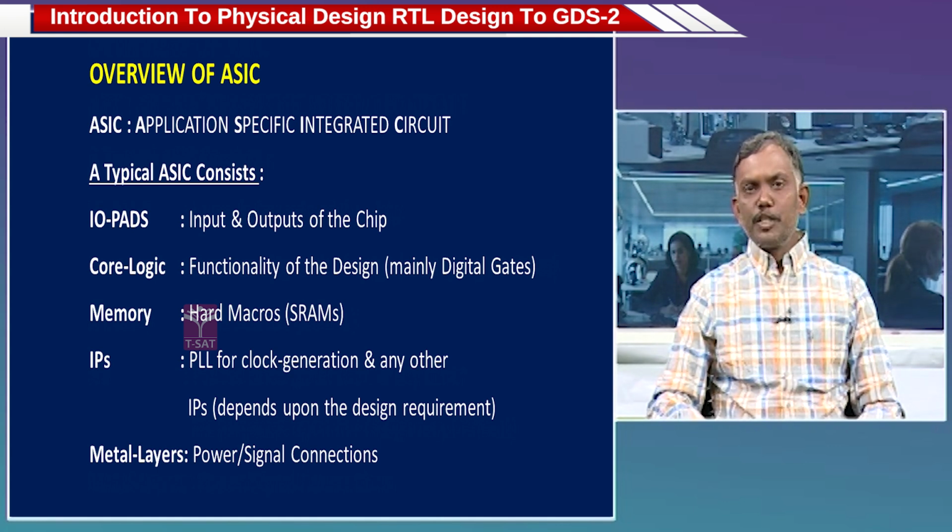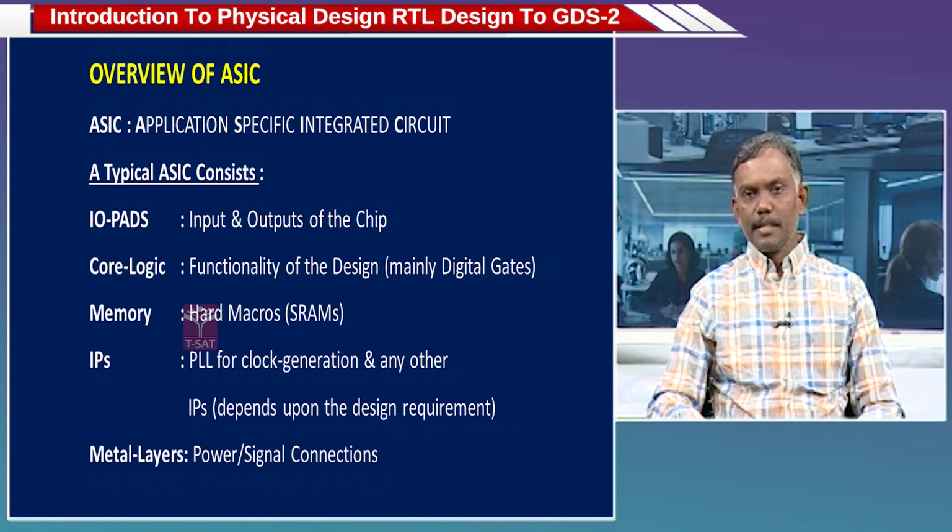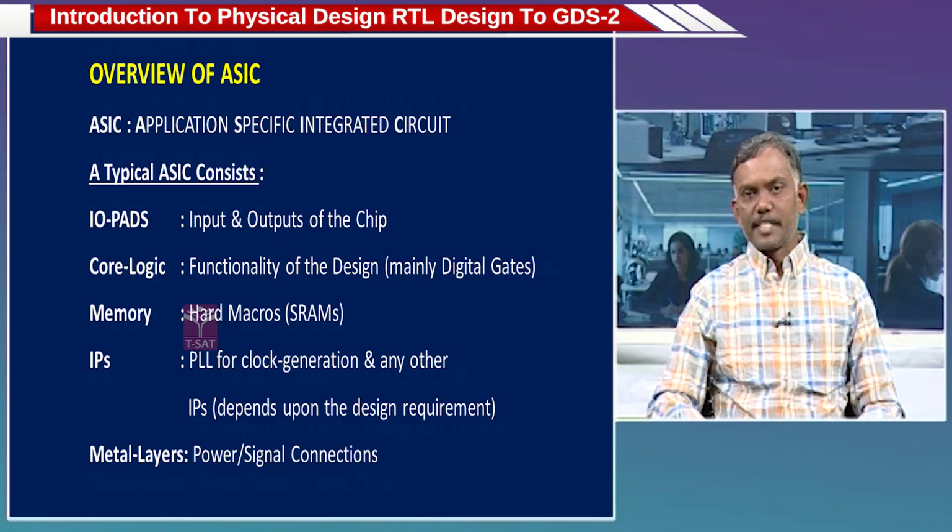Memories. Every chip requires some memory. Those memories are generally SRAMs. Those are all called hard macros. And IPs. Depending upon your design requirements, you can have different IPs. I am taking one example, PLL, phase locked loop, which helps you generate the clock for your system. Similarly, you have other IPs like USB, DDR. Depending upon your application, we can choose the required IPs for your chip or ASIC.